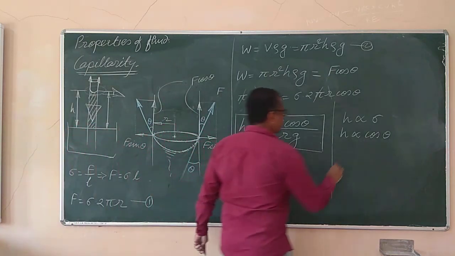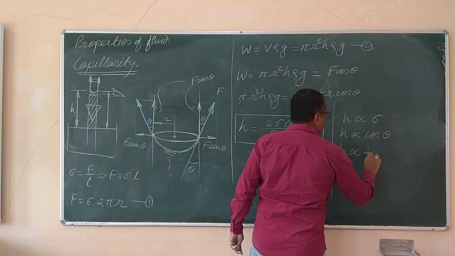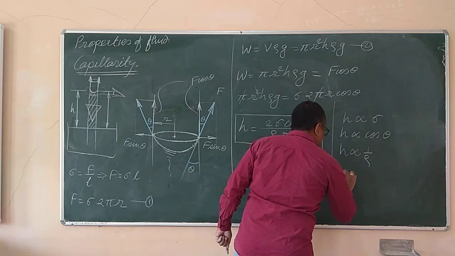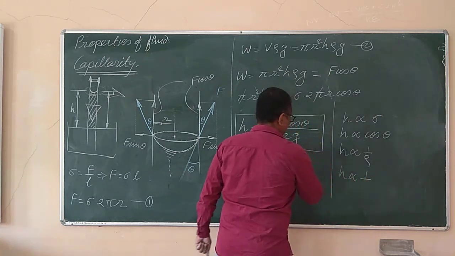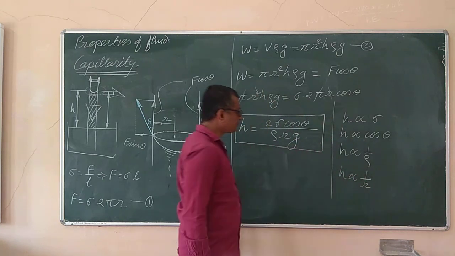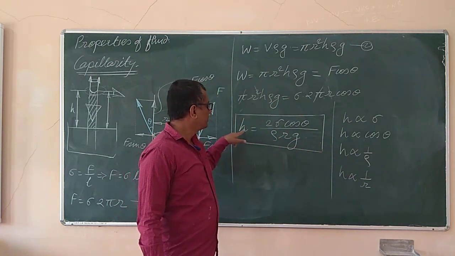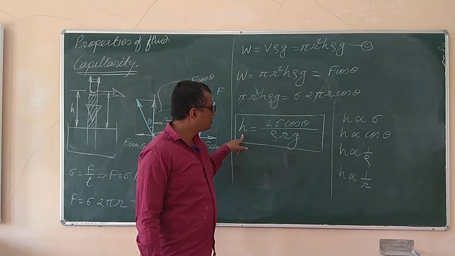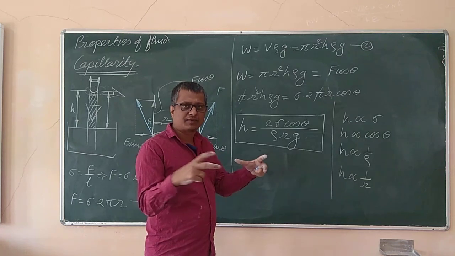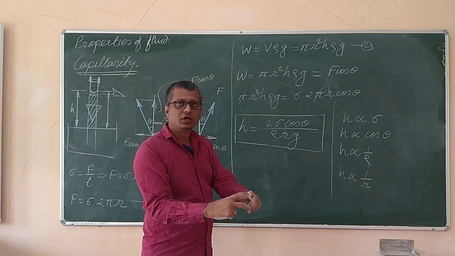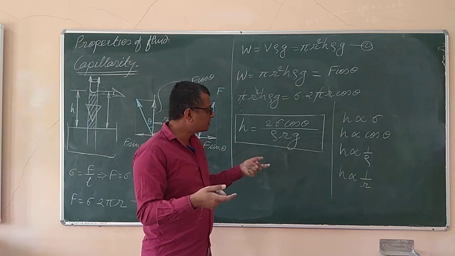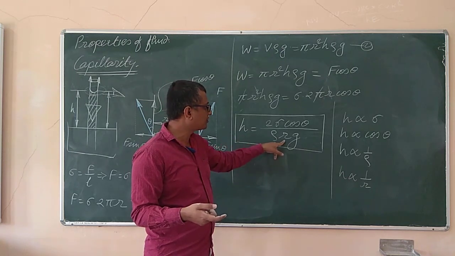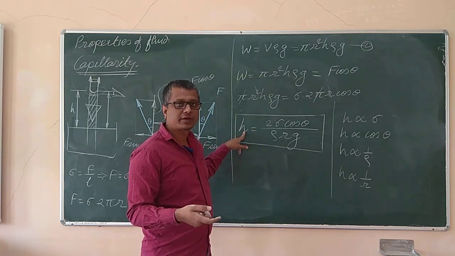Next, the height h is inversely proportional to the density of the liquid. Height h is inversely proportional to the radius of the capillary tube. More is the radius, less will be the height. Smaller is the radius, higher will be the height. This is the reason that if you take a big pipe of large diameter instead of a capillary tube and put it into water, you will find no rise in the liquid level. The reason is, more is the radius of the pipe or tube, less will be the height of capillary rise.